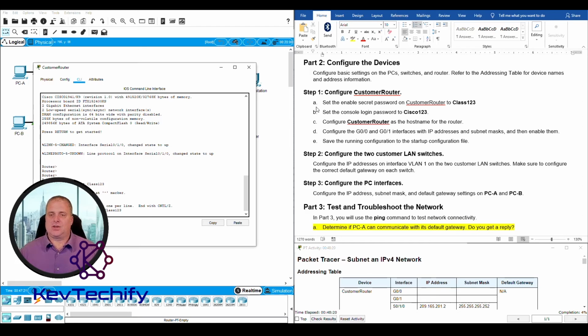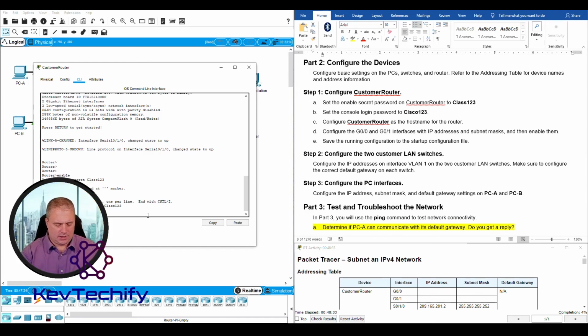Set the console login password to Cisco 123. Setting our console login. Once again, that's line con 0. Gets us into there. We then set our password.